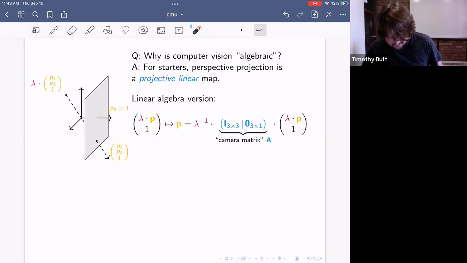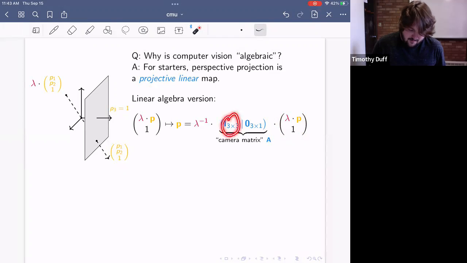And essentially what I'm doing is just forgetting this last coordinate 1, which is the same as multiplying the 4x1 vector here on the left by a 3x4 camera matrix, whose left 3x3 block is the identity and rightmost column is the 0 vector. That will just give me lambda times p, however. And so in order to get the image point back, I have to rescale by this depth lambda. So this is what I call the linear algebra version.